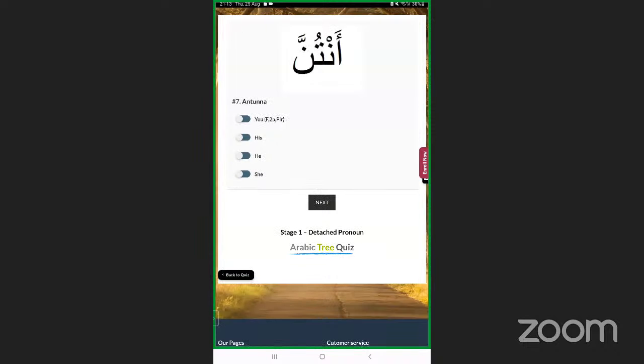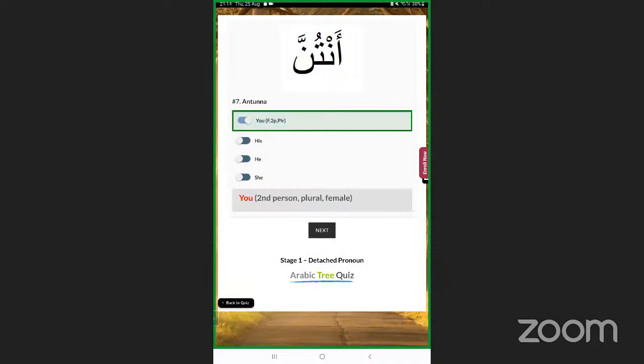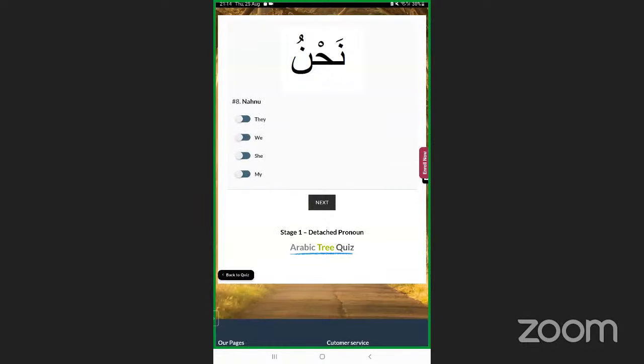Antunna. See, noon is there. The "an" in the front is telling me it is related to second person, and the noon in the end is telling me that it is related to many females. You females, more than two. Nahnu. I have learned this by heart.